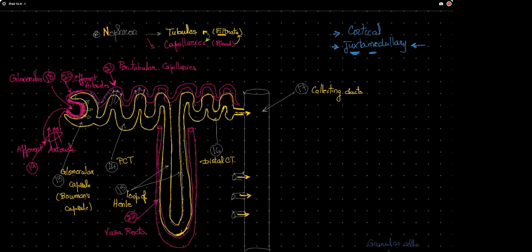So where can we find long loops of Henle and vasa recta? Again, in what type of nephrons? Juxtamedullary nephrons. Did you all get this? All right.